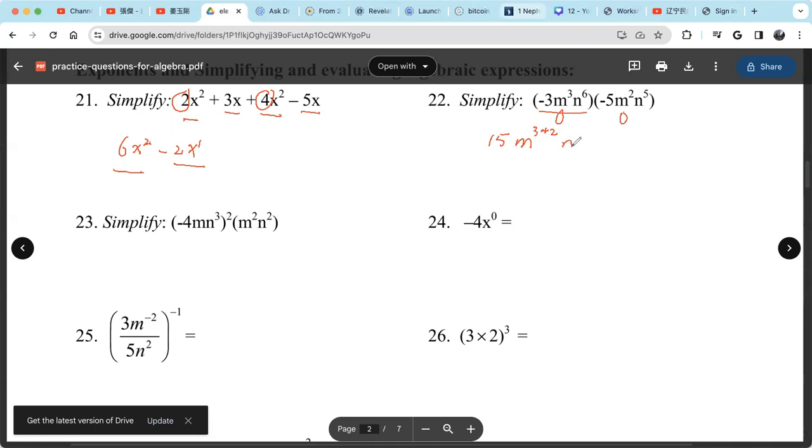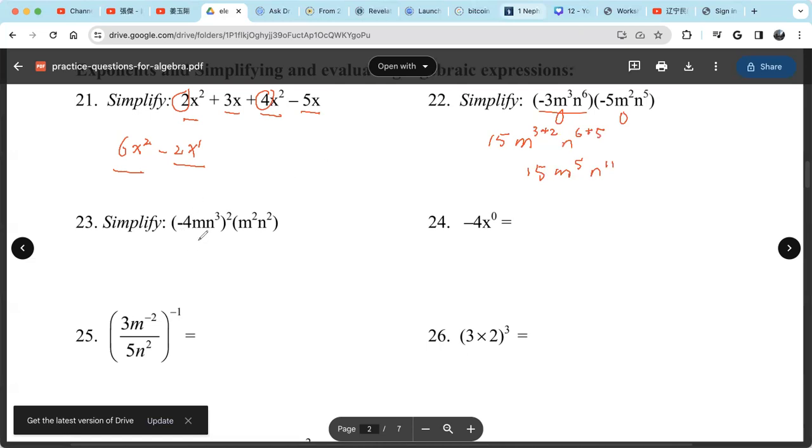Same thing for n. N raised to 6, then n raised to 5. We add the exponents. So we have 15, m raised to 5, n raised to 11. M raised to 5 means 5 m's multiplied. N raised to 11 means 11 n's multiplying.